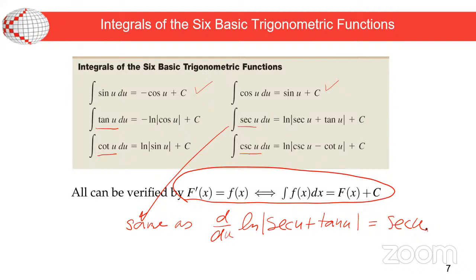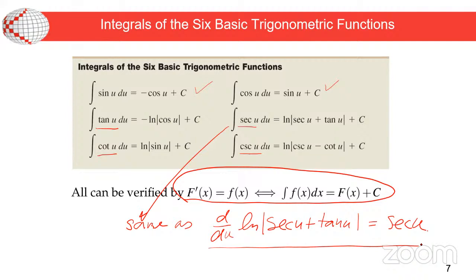What's amazing here is that the integrand is simple, just secant u, but the antiderivative is complicated. It involves log, absolute value, the sum of secant and tangent. If we wanted to find it directly, we would use some kind of tricky substitution. But if we are given this formula, we just want to confirm that it's true, which is much easier. Just differentiate the function on the right-hand side and see whether the derivative is exactly the integrand. This can be done for all four, even all six formulas.